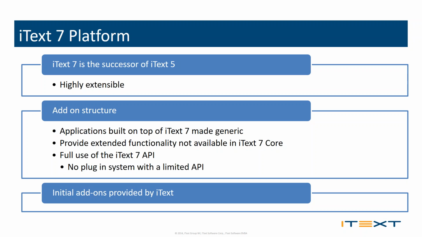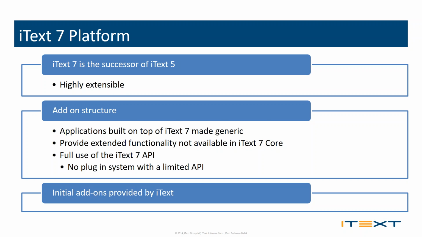When developing iText 7, we kept an add-on structure in mind so that we can build applications on top of iText 7. These provide functionality not available in iText 7, and they make full use of the iText 7 API. This is to say that there is no plugin system that limits the API, so everything that is possible with iText is possible in an add-on.